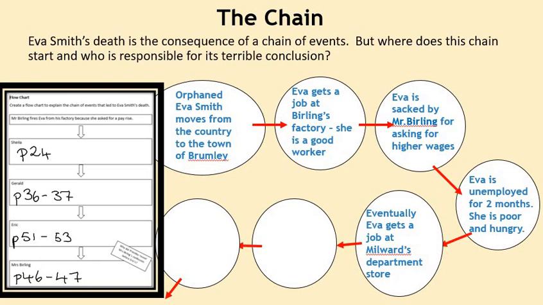So the orphaned Eva Smith moves from the country to the town of Brumley. She gets a job at Birling's factory and she's good at her job. She's sacked because she asked for more money. Then she's unemployed for two months. She's poor and hungry. Then she gets a job at Milwards. So you're basically rewording the story and you're simplifying it.